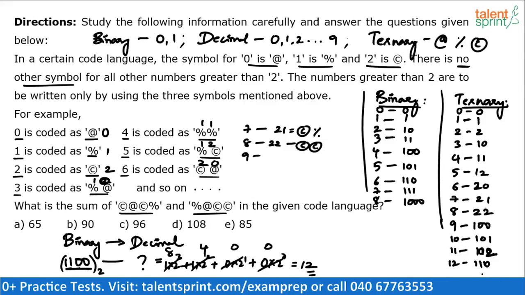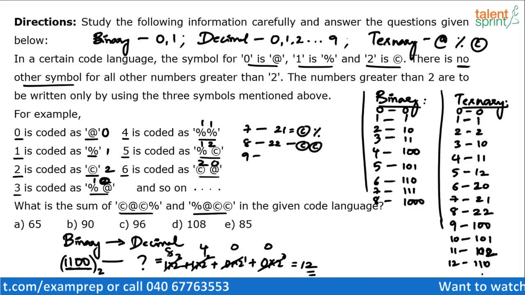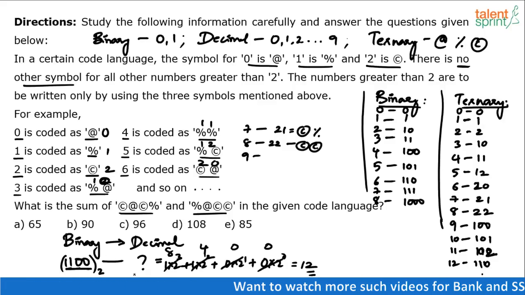Same process. Instead of base 2, you have base 3. So use 3 power 0, 3 power 1, 3 power 2, 3 power 3. Are you able to follow? In the binary number system, the base is 2. So we are multiplying by 2 power 0, 2 power 1, 2 power 2, 2 power 3 and so on.